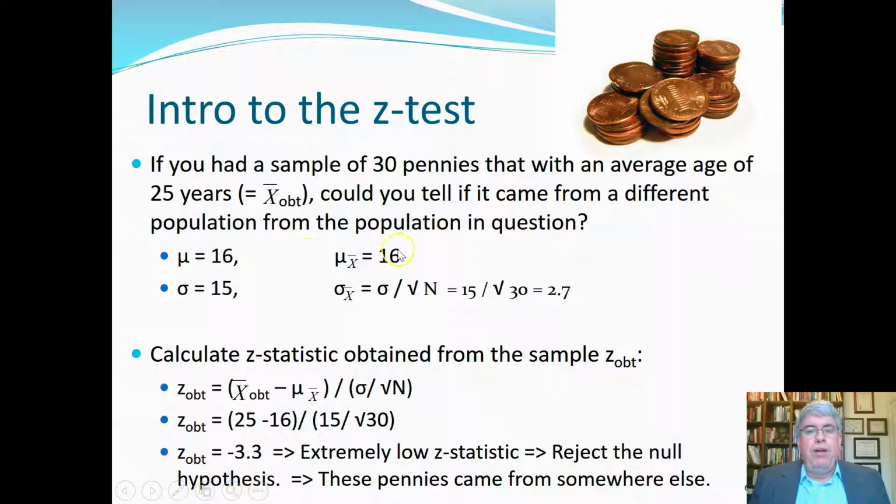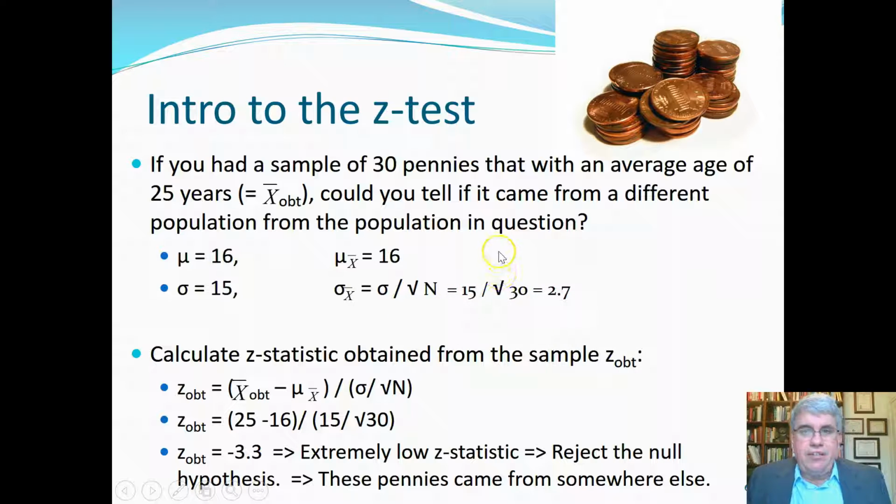For this question, we're going to do a z-test. We're not going to calculate the score for just one penny. We're going to do a test on the sample. The average age of the penny was 16, and the average of the averages, mu x bar, was also 16. The standard deviation of the individual pennies was 15 years, but the standard deviation of the sampling distribution of the means, that's the standard deviation of all the averages, is sigma divided by the square root of n, which in this case, 15 divided by the square root of 30, would be 2.7.